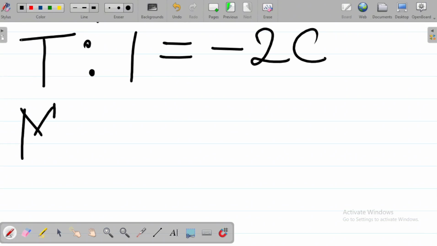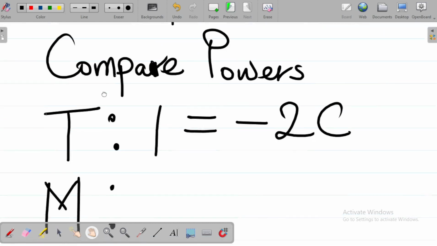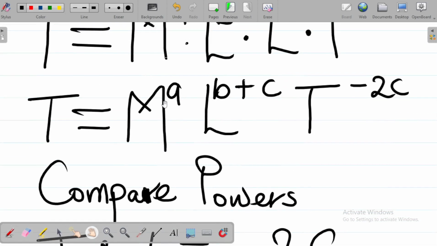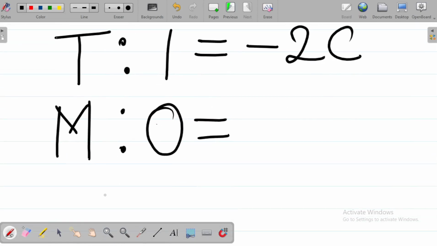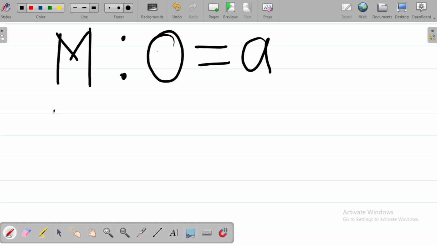Now for M, we will have to equate the power of M at the left hand side to the power of M at the right hand side. If you check the left hand side, there is no M here. So the power there is 0. So we have 0 equal to, at the right hand side, M is raised to power A. So the power of M is A. So 0 equals A. And finally, we have L.